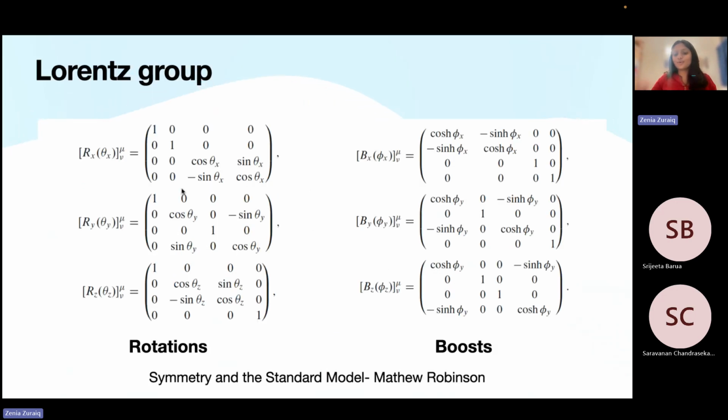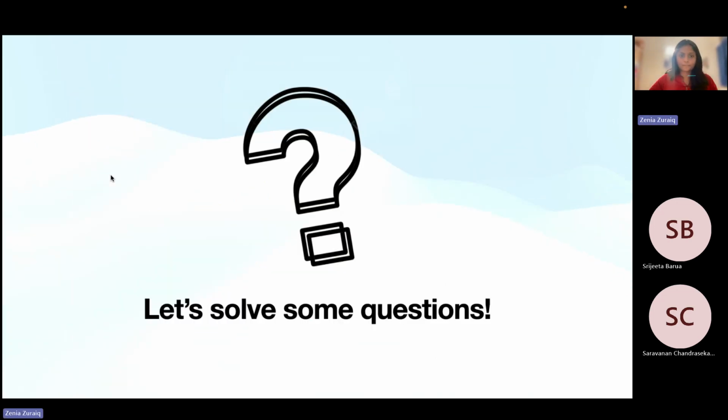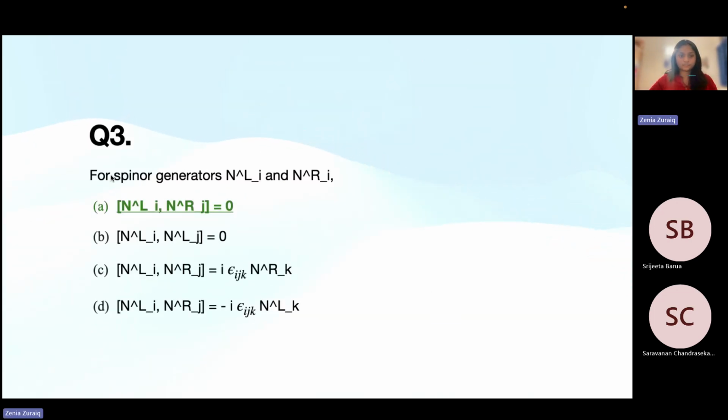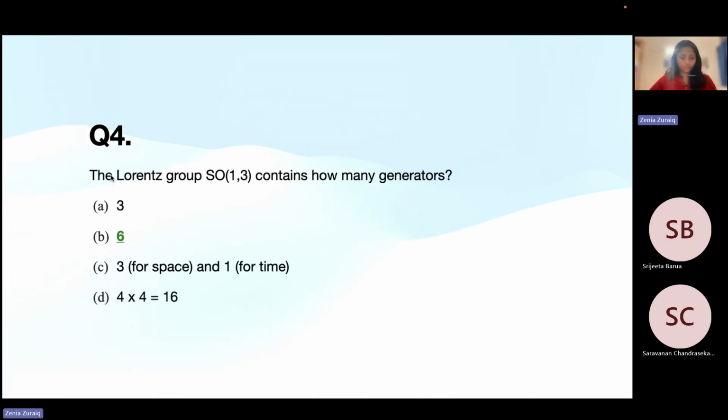So I don't mean that there are only six matrices. If you fix theta x to something, theta y to something, you get a whole family of matrices. What I mean is there are three types of rotations and three types of boosts. So the answer is 6. I hope that's clear. Okay, we can go to the next question.